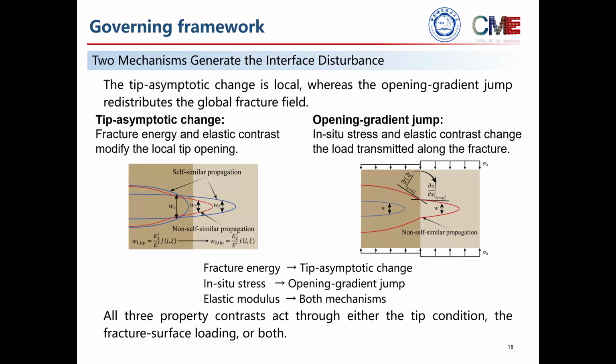This slide makes that reduction explicit. Fracture energy changes the near-tip asymptotic opening. That is primarily a local disturbance. In-situ stress changes the load transmitted along the fracture and therefore produces an opening gradient disturbance that propagates through the global field. Elastic modulus does both. It modifies the local tip conditions and also changes the elastic coupling connecting different parts of the fracture.